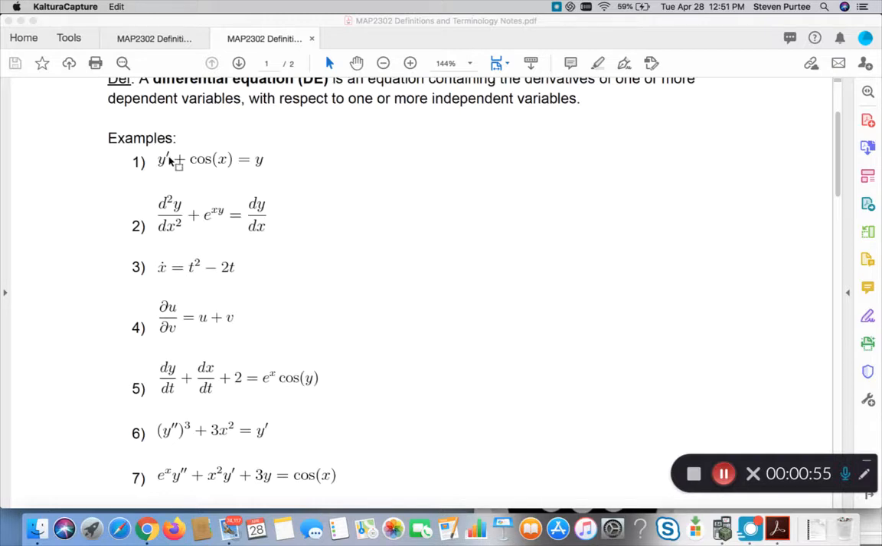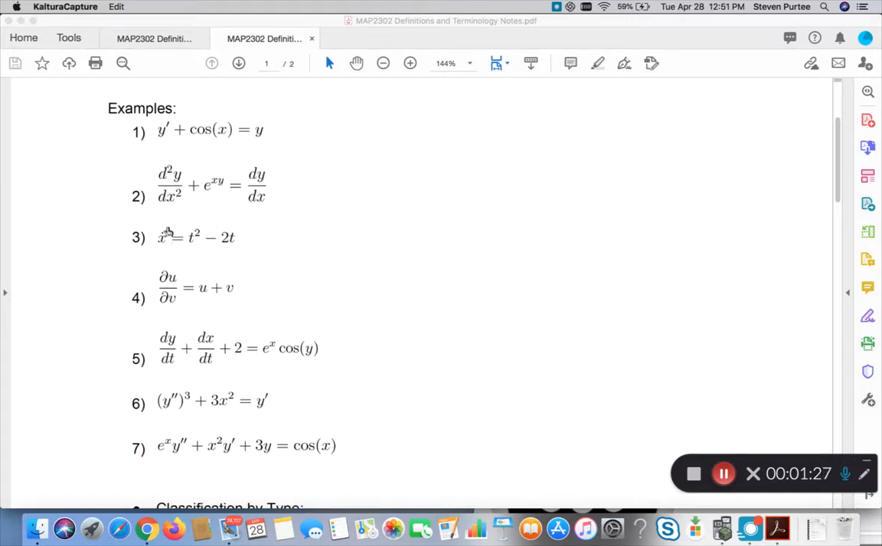The problem with prime notation is it's not obvious what your independent variable is. When you took Calc 1, anytime you saw prime, you probably thought derivative with respect to x. But it may not be. A lot of times you have to use context clues to figure that out. But usually if you have x's and y's and you have a y prime, then that's equivalent to saying derivative of y with respect to x.